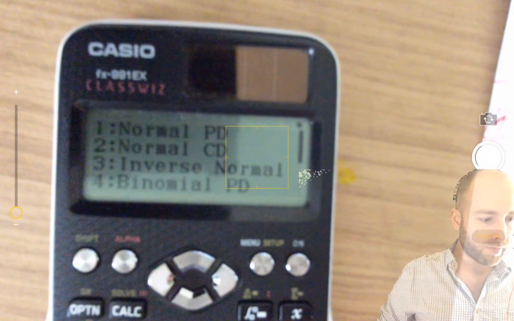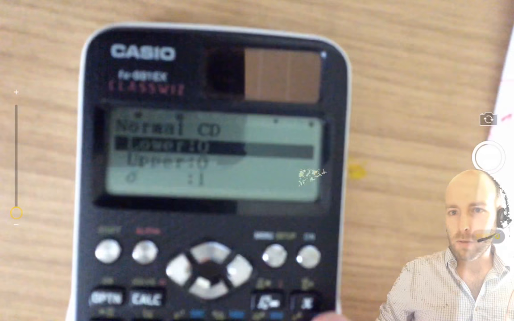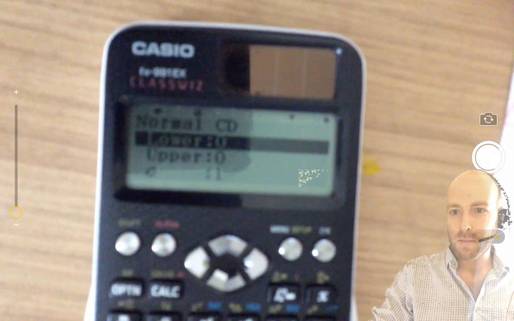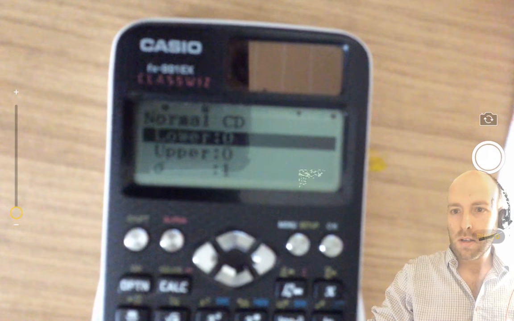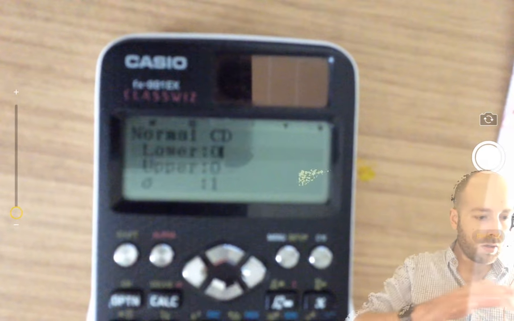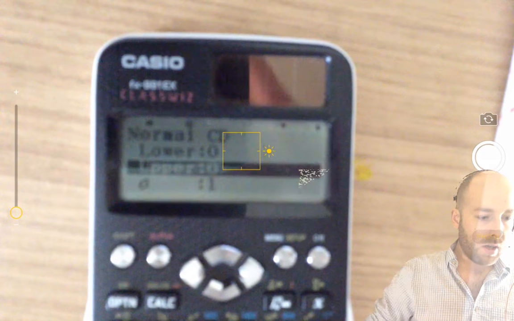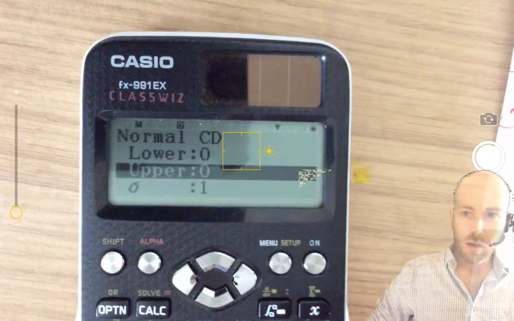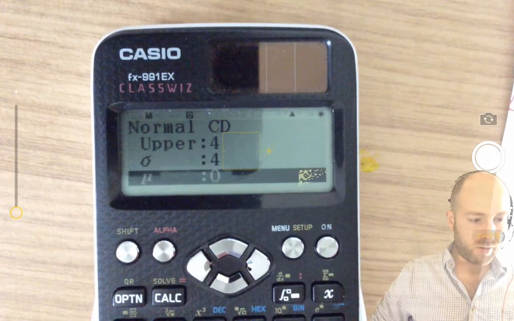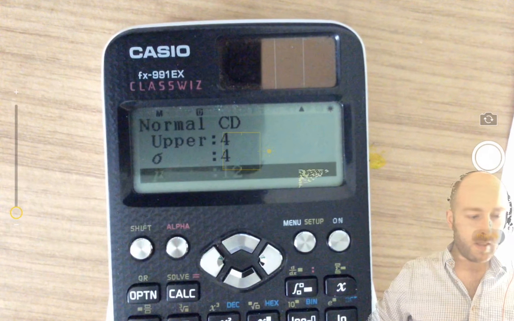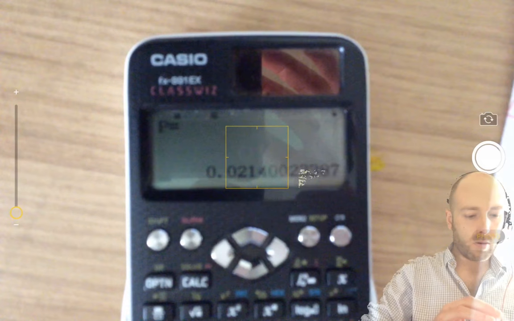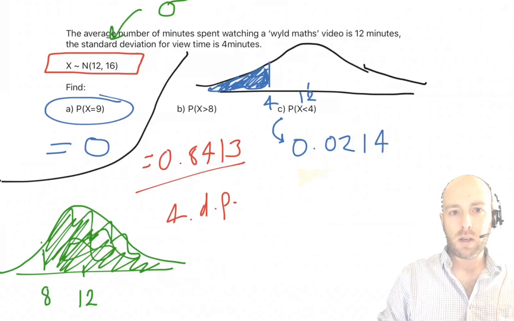I've actually forgotten what the question was for this one, so we'll do the last one we did. I think the lower was 0 because we're going from 0 to 4. Let's try and focus that a bit better. Upper was 4. Sigma was also 4. Mu was 12. So it's pretty straightforward, really. Hit the answer, 0.0214, which is the same as what we got earlier.